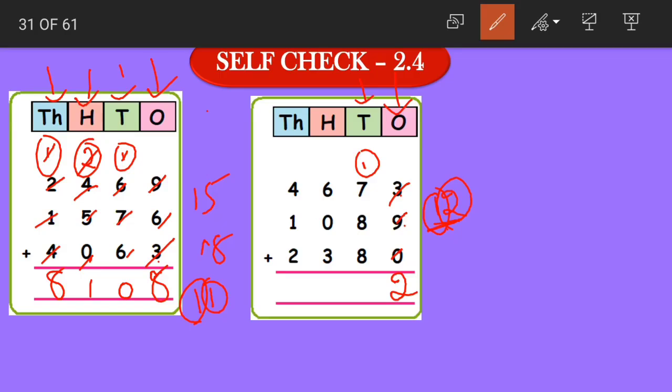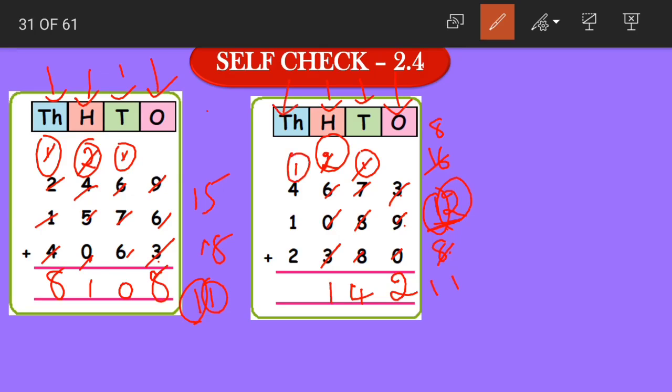Moving on to the tens place. 1 plus 7 becomes 8. Again 8 plus 8 becomes 16. 16 plus 8 becomes what children? 24. Yes, 16 plus 8 becomes 24. 4 will be written here and 2 will be carried. Moving on to the hundreds place. 2 plus 6 becomes 8. 8 plus 0 becomes 8. 8 plus 3, after 8, 9, 10, 11. So 8 plus 3 becomes 11. 1 here and 1 carried.